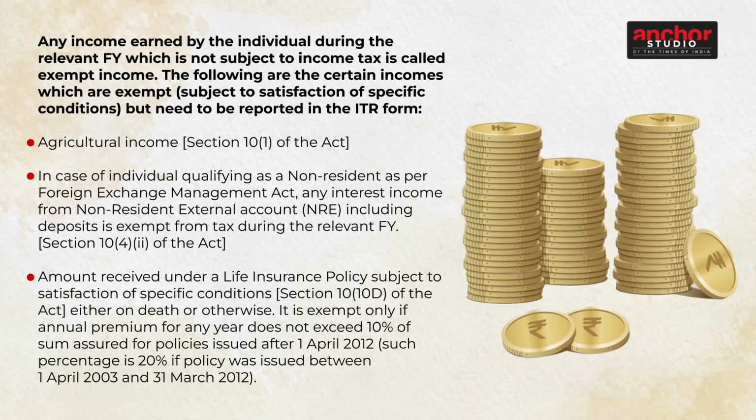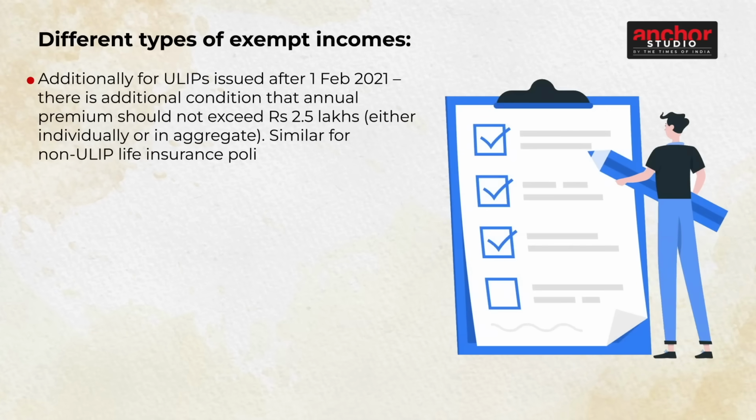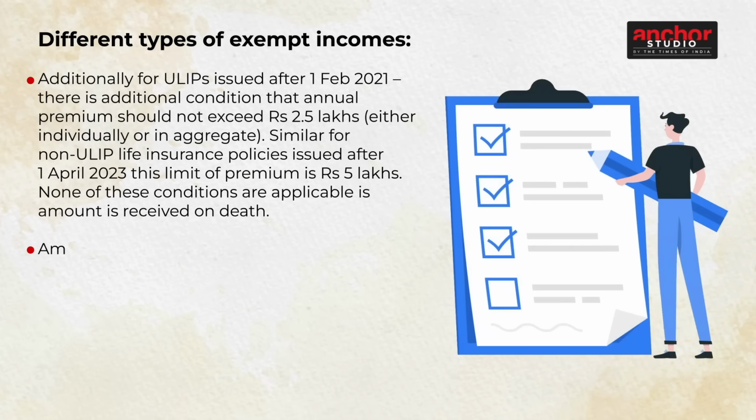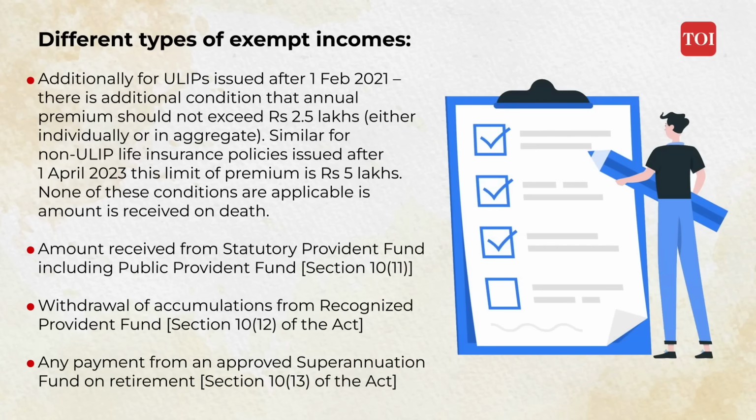Amounts received on certain life insurance policies, subject to the premium to capital sum assured ratio, get exempt. And there have been a lot of changes therein in each year's budget. So, for instance, for ULIP policies issued after Feb 21, if the aggregate premium was not exceeding 2.5 lakh rupees, then the maturity proceeds were exempt. And if it was a non-ULIP policy, the premium threshold was 5 lakhs.